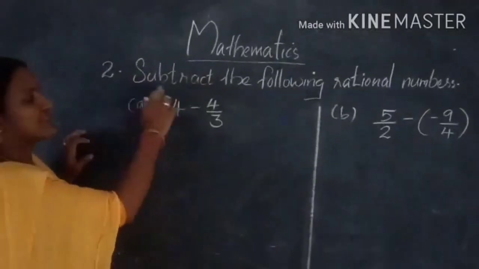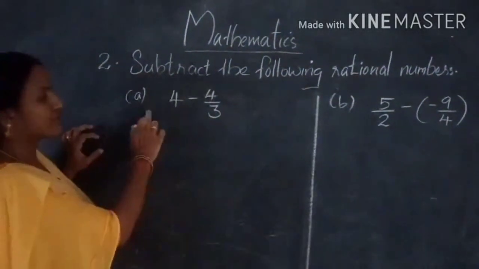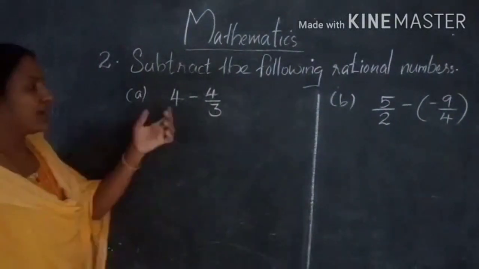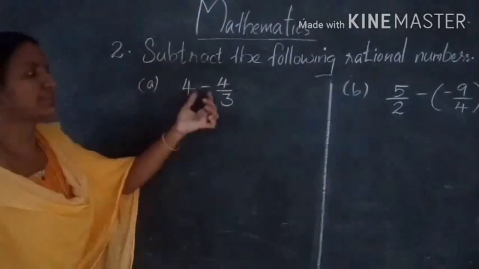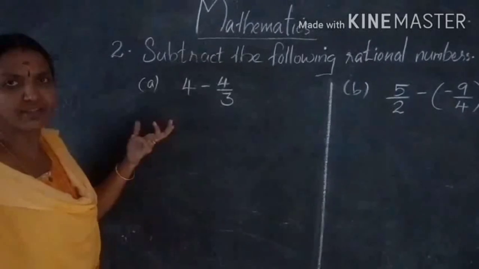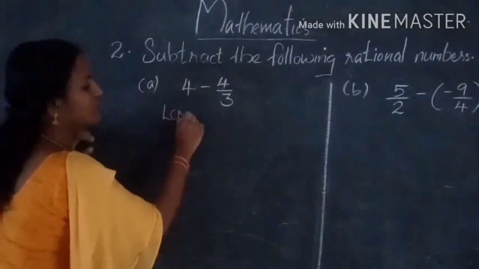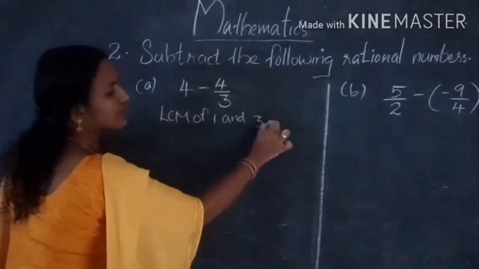Question number 2. Subtract the following rational numbers. First one, 4 minus 4 by 3. 4 can be written as 4 by 1. 4 by 1 minus 4 by 3. So we take the LCM of 1 and 3. What is the LCM of 1 and 3? LCM of 1 and 3 is 3.